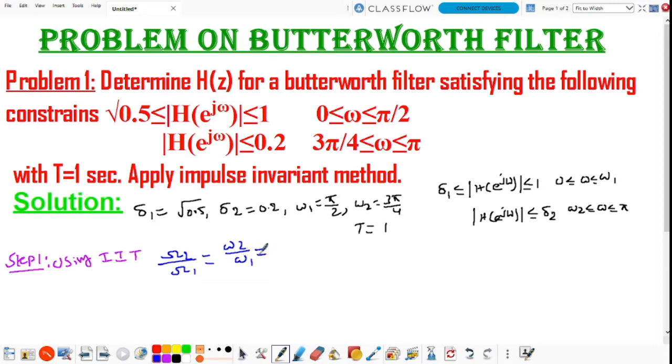Given that ω2 is 3π/4 and ω1 is π/2, therefore ω2 by ω1 is equal to, numerator and denominator π is cancelled, the 2s are cancelled, 3 by 2. 3 by 2 is equal to 1.5. That is step number 1.